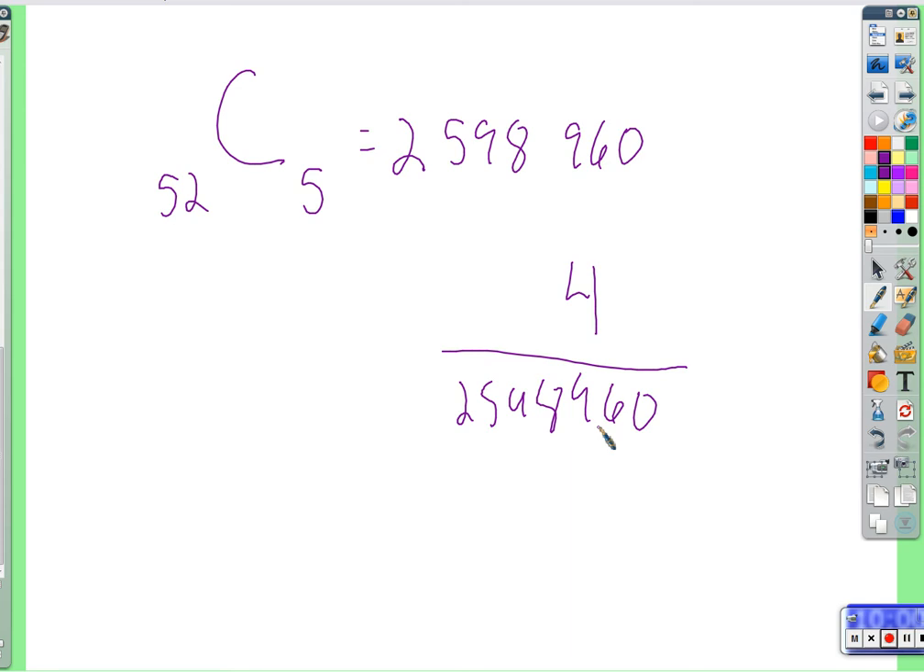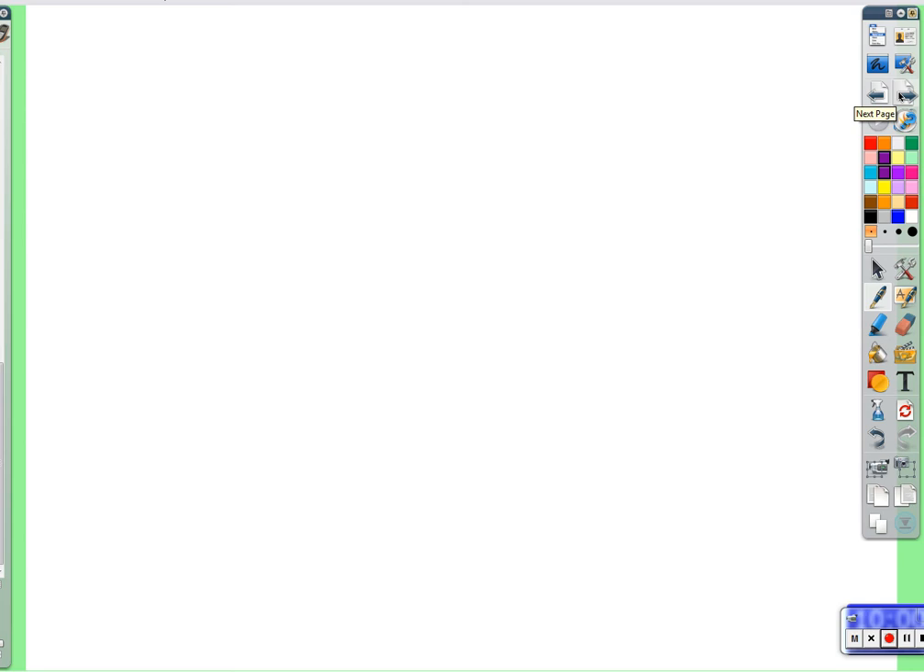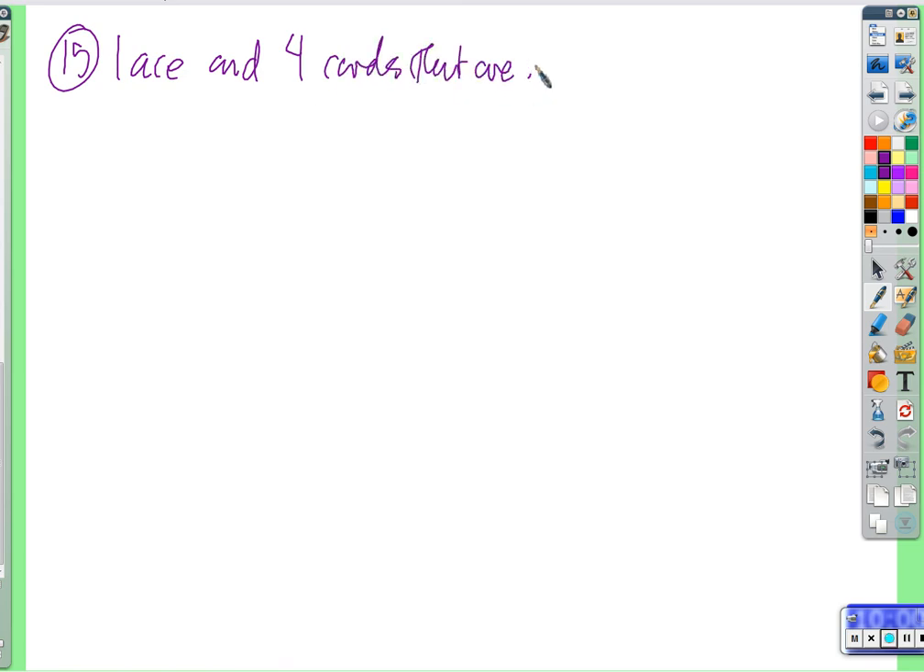Alright. One more kind of problem, and then I'll just let you be. It'll be a card problem again. You're going to put together a 5-card hand with a specific kind of designation. So we're going to get 1 ace and 4 cards that are not aces.